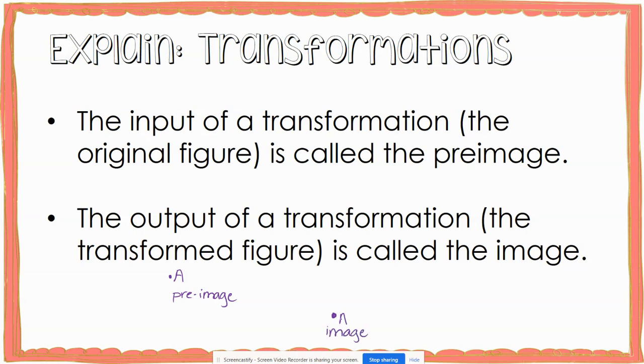This would be called A prime. And to show prime, we put a little apostrophe here. If we then translated this again, and maybe it ended up right here, this would be another image, and this would be called A double prime. So you can continue going with your images and just continue adding to your primes.